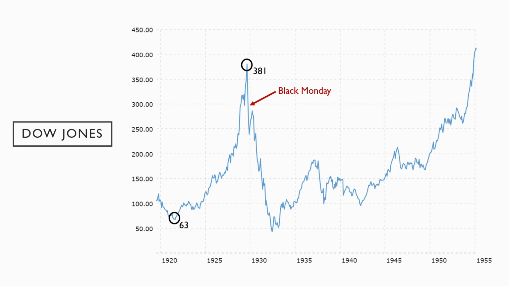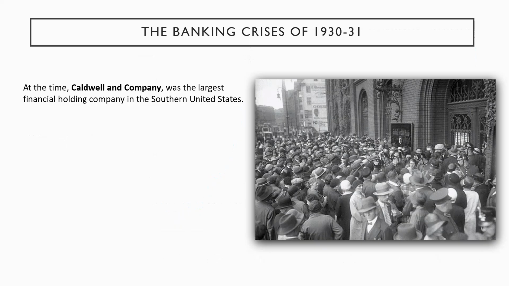In fact, in the late 30s, a series of banking crises turned what might have been a typical recession into the Great Depression. At the time, Caldwell & Company was the largest financial holding company in the southern United States. It offered its customers a wide range of banking, brokerage, and insurance services. The company's general headquarters was in Nashville, Tennessee.